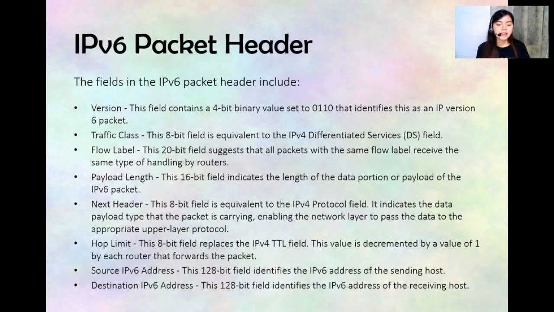Next header. This 8-bit field is equivalent to the IPv4 protocol field. It indicates the data payload type that the packet is carrying, enabling the network layer to pass the data to the appropriate upper layer protocol. Hop limit. This 8-bit field replaces the IPv4 TTL field. This value is decremented by a value of 1 by each router that forwards the packet.